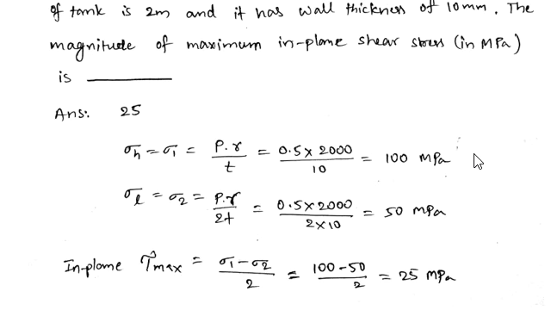So in this case, the in-plane tau max is given by (sigma 1 minus sigma 2) by 2. So that is (100 minus 50) by 2, so that is 25 megapascal.